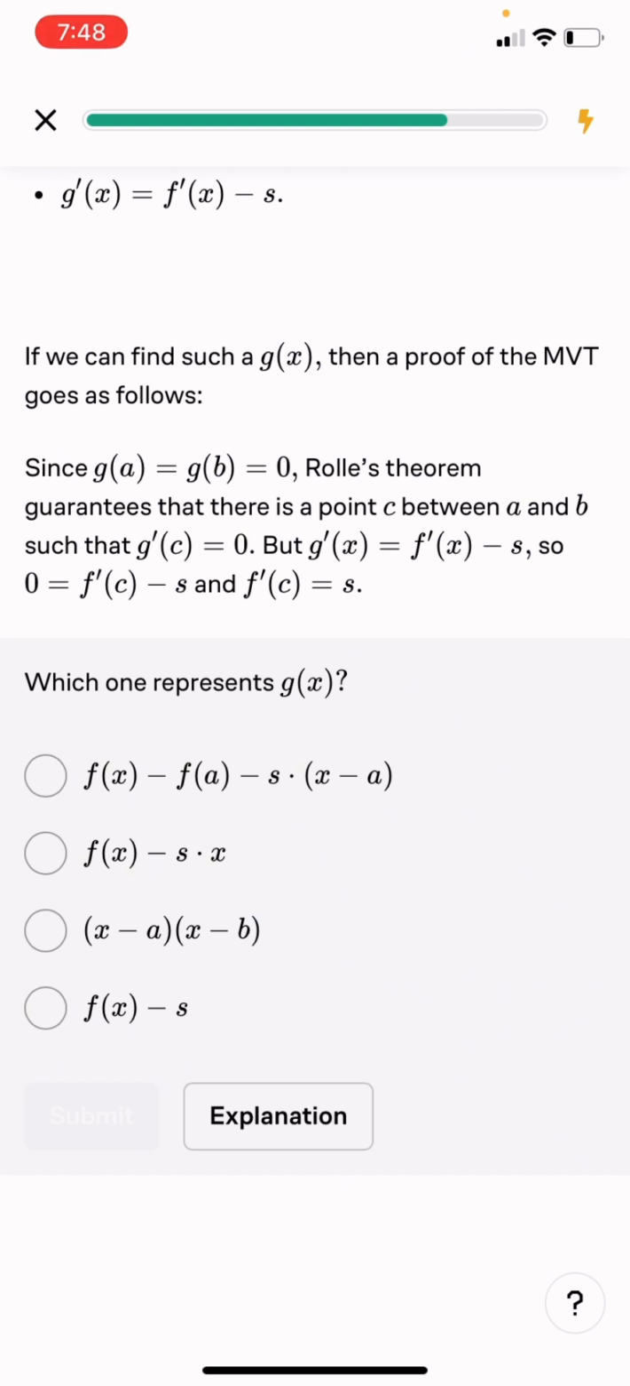So it basically would be the same with 0. So these would be the same equations. g(x) equals 0 and g(a) equals g(b) equals 0. Which one represents g(x)?